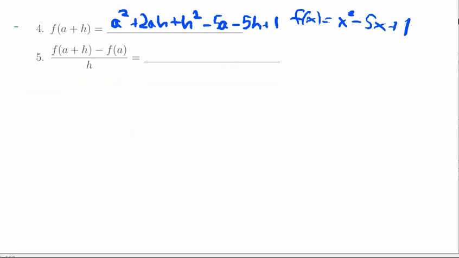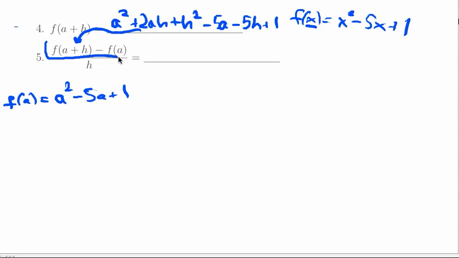And we'll be on our way to doing the next part, which is this difference quotient. So f of a plus h minus f of a over h. I've already got f of a plus h computed, and that's going to go right there. I just need to know what f of a is, and that's simply replacing the x over here with an a. So it would be a squared minus 5a plus 1. So now the numerator of this expression I'm trying to compute, I'll just write it out. It's f of a plus h.